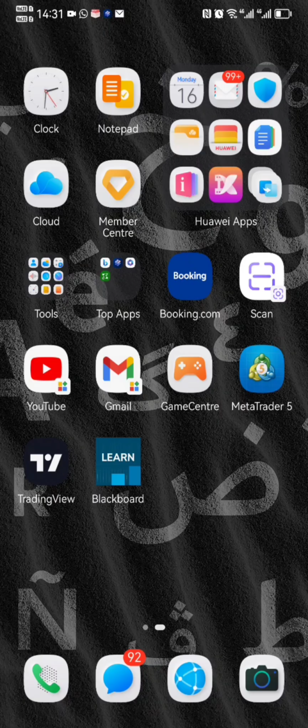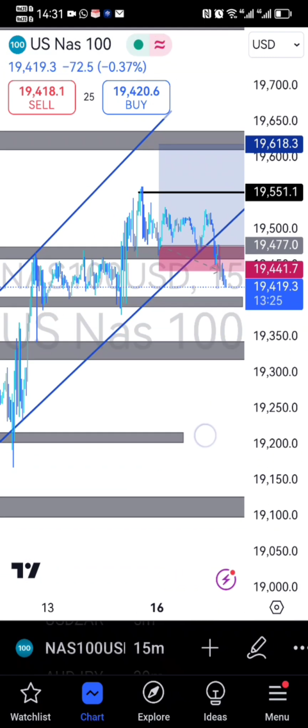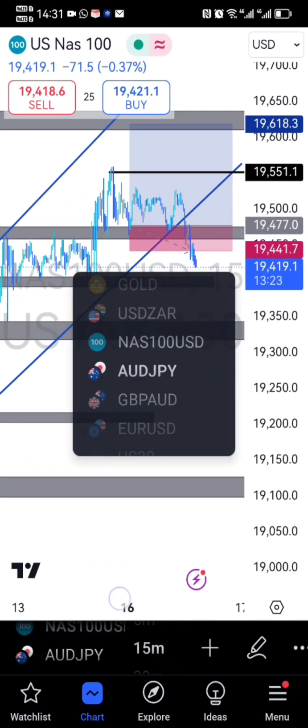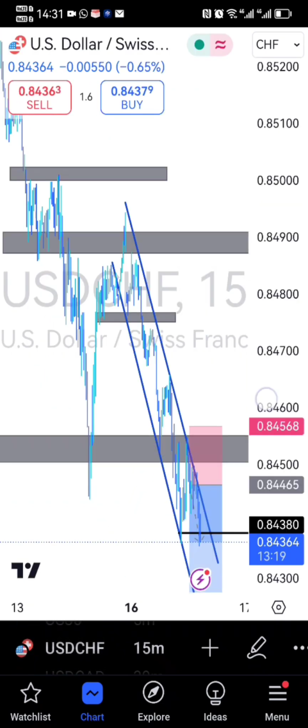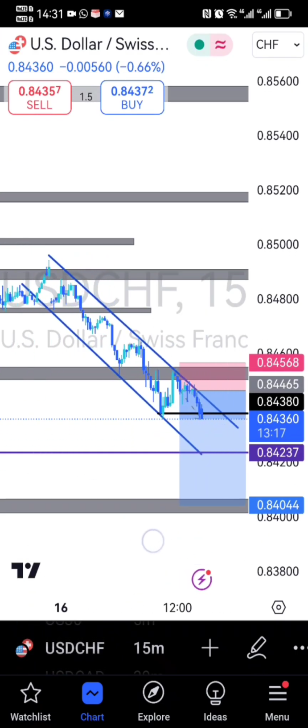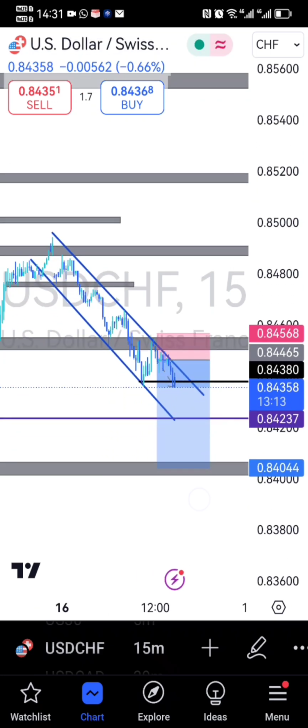All right, guys, welcome back. Here's an update. In addition to taking this loss on NAS, I see it's still dropping. I still have a position on USDCHF though. Looks like it's still running. It's starting to take off.